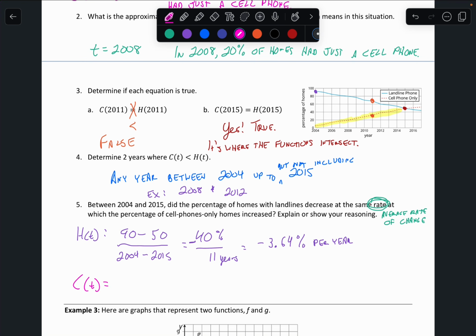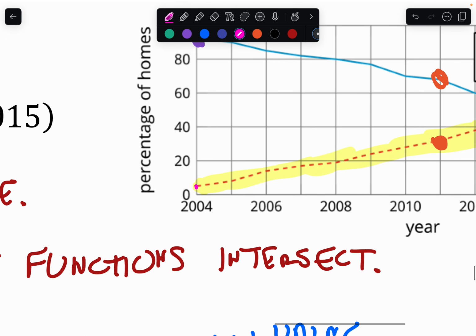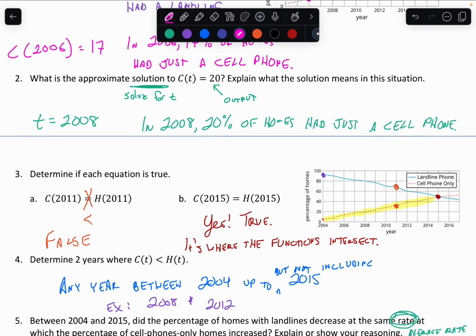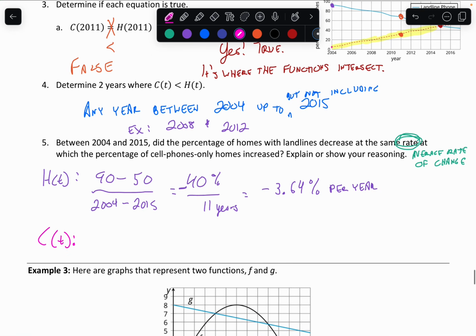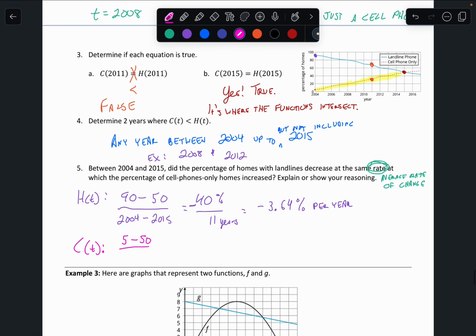Okay, for the cell phones here, we started at about 5%, maybe, just estimating off of here, started at about 5% and then went up to 50. So 5 minus 50, and then that was 2004 minus 2015. So we have a negative over a negative because it's increasing, so it's got to be positive here. That's going to be about 4.09%. Okay, so 4.09% per year.